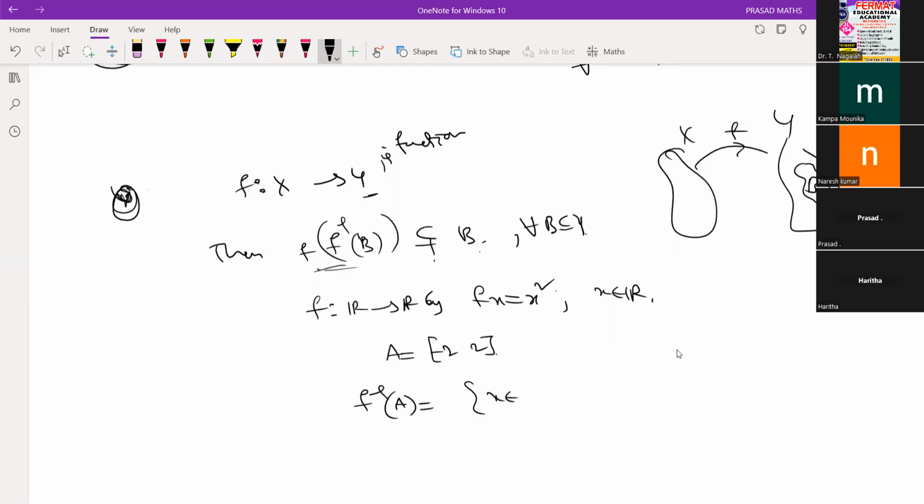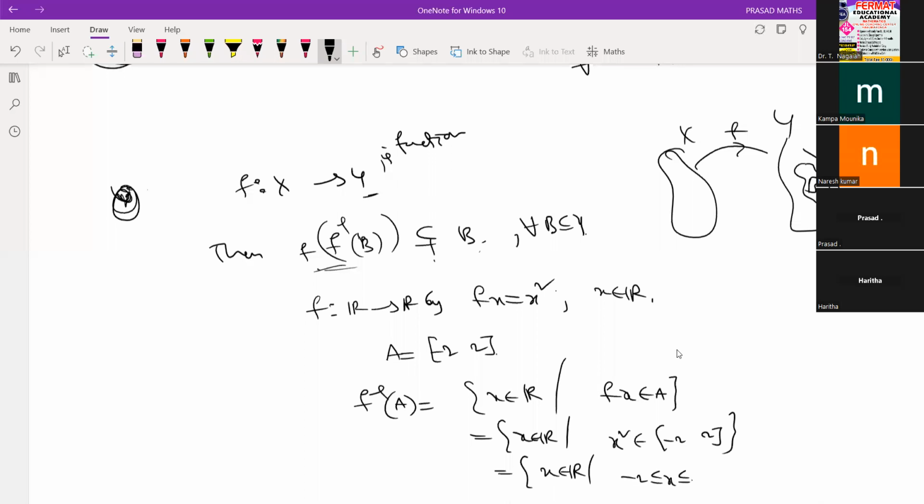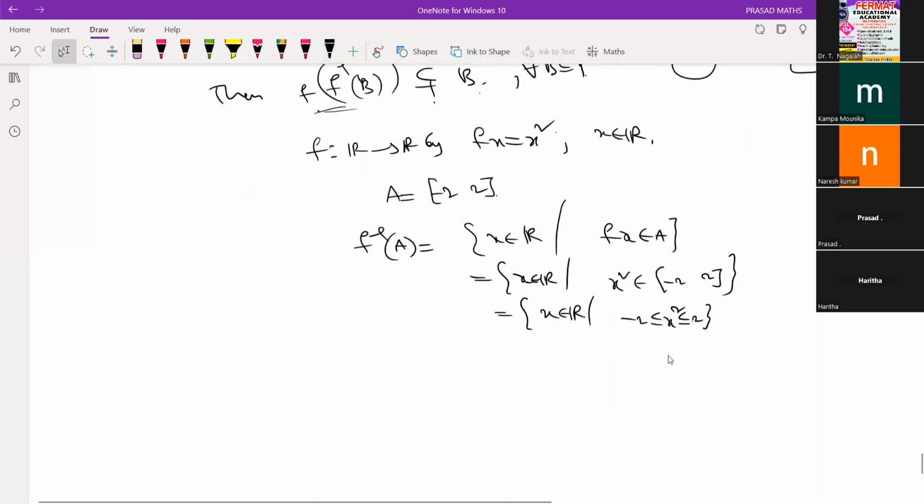The inverse image of A is the set of all elements in the domain whose image belongs to A. That means the set of all real numbers x such that f of x, which is x square, belongs to -2 to 2. That means -2 is less than or equal to x square, which is less than or equal to 2. But x square cannot be negative. Therefore, 0 is less than or equal to x square, which is less than or equal to 2. But we are looking for x solutions.